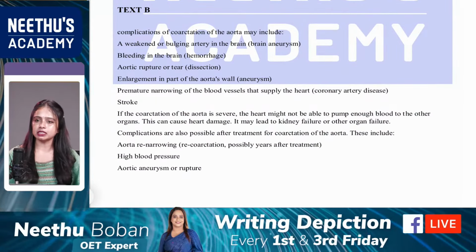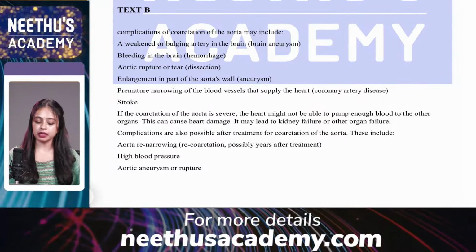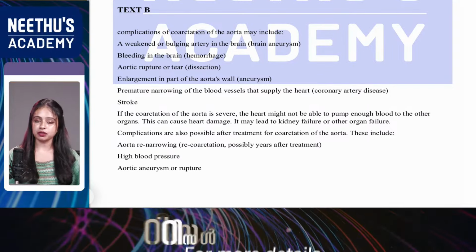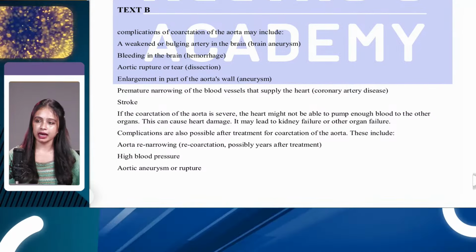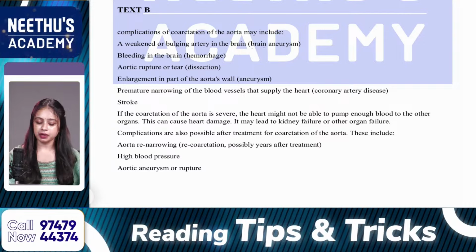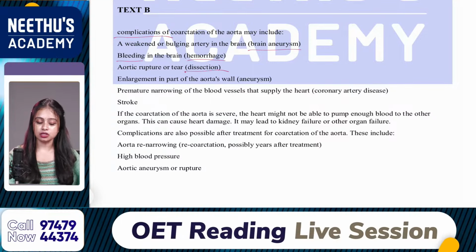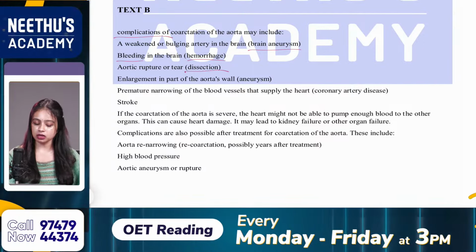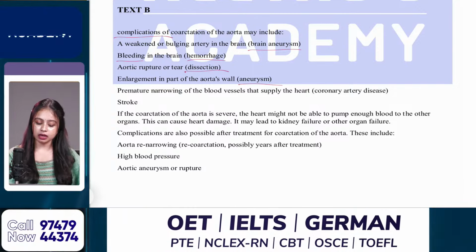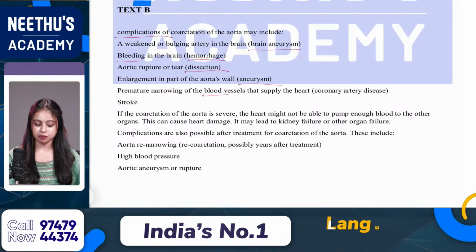Then what about text B? What are your keywords from text B? May I know? Okay, keywords from text B. Complications of coarctation of the aorta may include a weakened or bulging artery in the brain, or brain aneurysm. My keywords are brain aneurysm, complications, bleeding, hemorrhage, dissection, that is aortic rupture or tear, enlargement in the part of the aorta's wall, that is aneurysm, premature narrowing of the blood vessels that supply the heart, coronary artery disease, stroke.